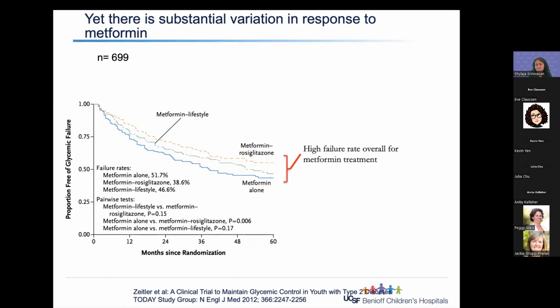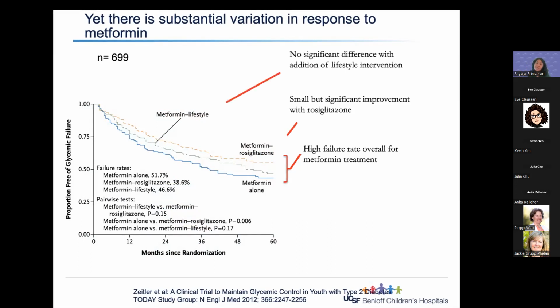So the results of the TODAY study showed that overall there's a high failure rate for metformin treatment in all study arms, and that there was a small but significant improvement with rosiglitazone. But with metformin, there was no significant difference with the addition of lifestyle intervention. So metformin plus lifestyle intervention did no better than metformin alone. And I think one of the most important take-home points from the TODAY study is that close to 50% of the youth had glycemic failure on metformin over the study period of just 4 years.